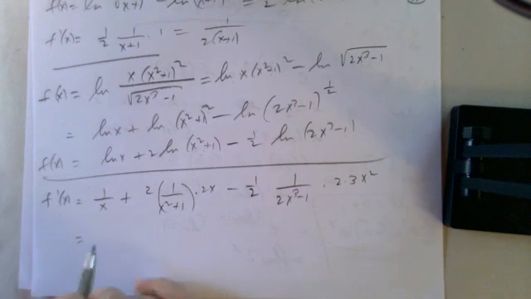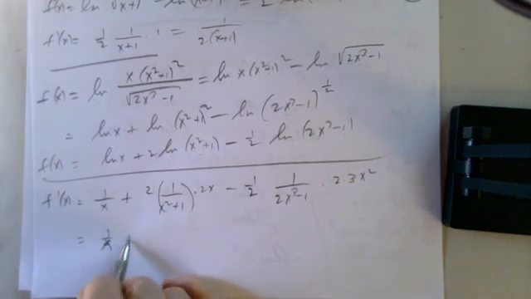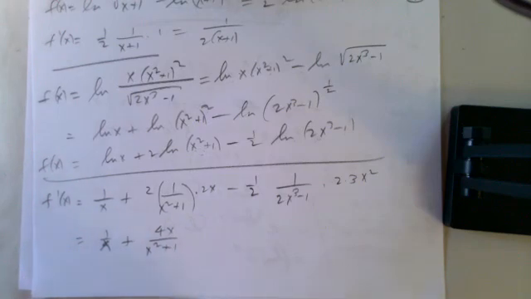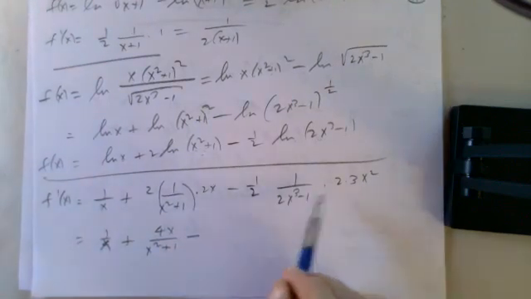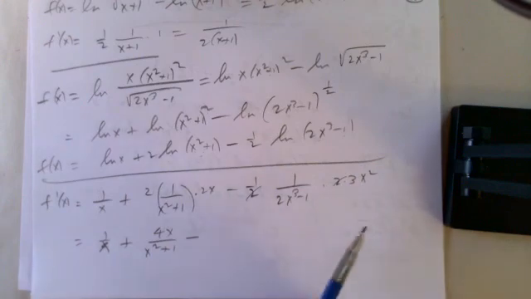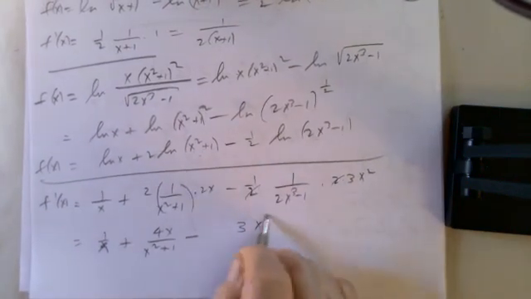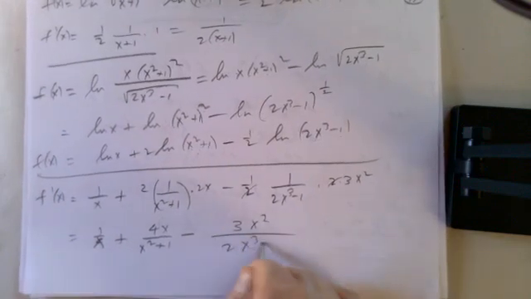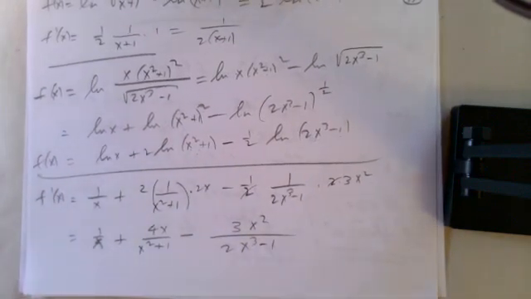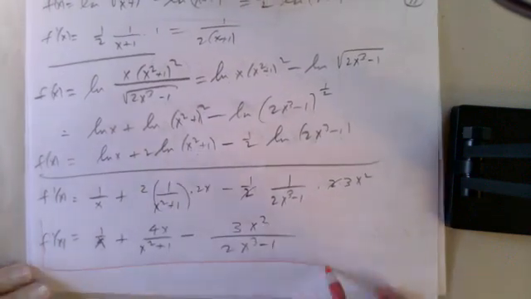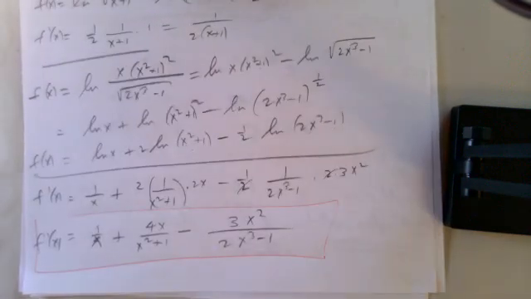So we get as our answer 1 over x plus 4x over x squared plus 1 minus, see, this 2 cancels that 2, so minus 3x squared over 2x cubed minus 1.